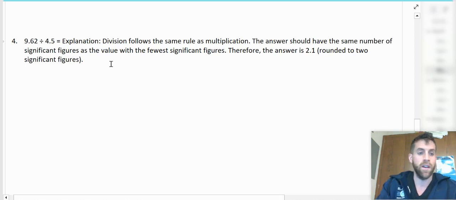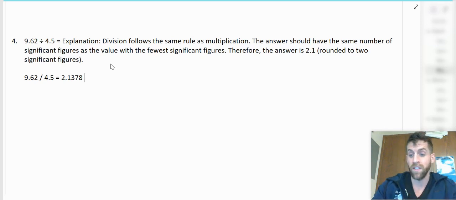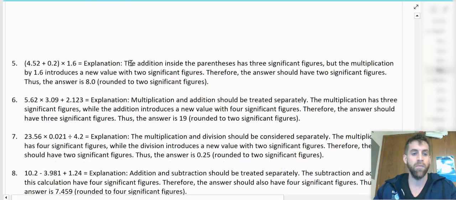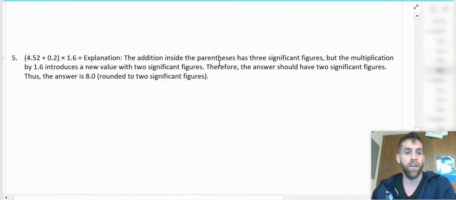So let's do this, 9.62, and I could just copy and paste, but this is more fun. 9.62 divided by 4.5, we get 2.137. Well, that is far more than two significant figures. So actually, we're going to go ahead and do that: 2.1. Done. Okay, moving on.